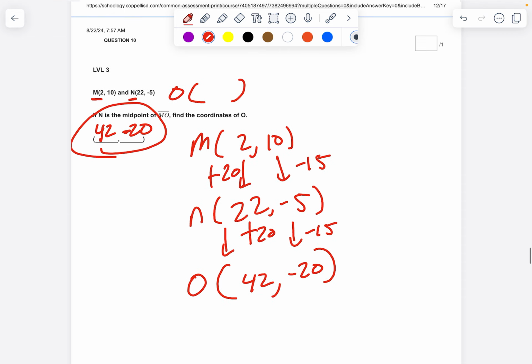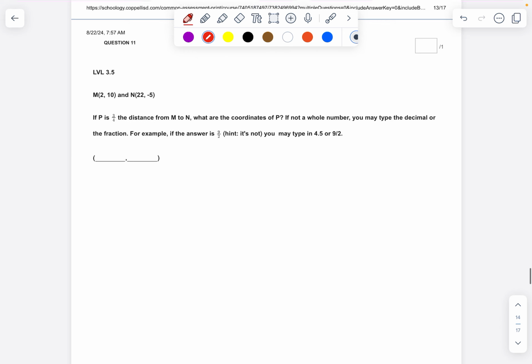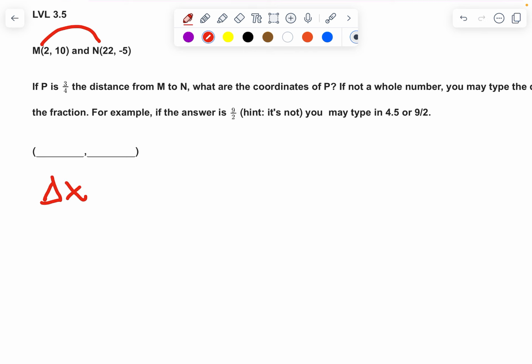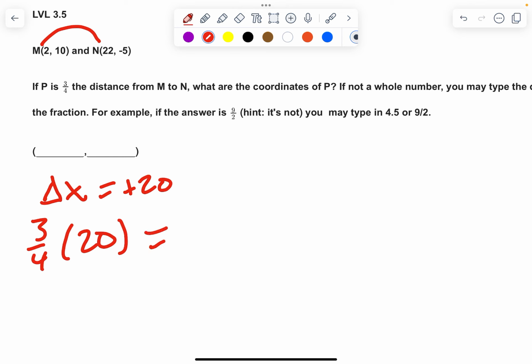All right, N is the midpoint of MO. Yep, got it. Perfect. We have 2 coordinates. This time we're 3/4 the distance. It says P is 3/4 the distance from M to N. So, same as before, delta X. Look at the X's. 2 to 22 is plus 20. So I want to do 3/4 of 20. And that would be 5 times 3. That's going to be 15.